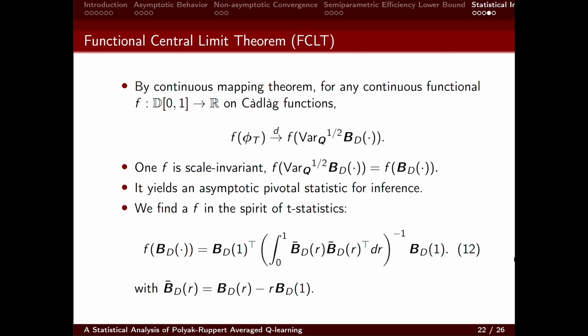So if we choose a scale-invariant continuous functional f, this matrix scale will vanish because f is scale invariant. In this way, we know that the f value of the partial sum process will weakly converge to a totally known distribution, which is the f value on the d-dimensional Brownian motion. So in this way, we obtain an asymptotically pivotal statistic, which could help us do inference. In our paper, we find the f following the spirit of the t-statistic, and we formulate it in equation 12.